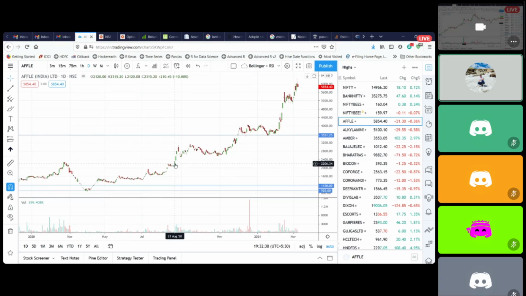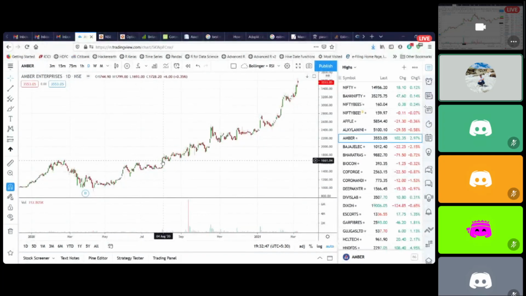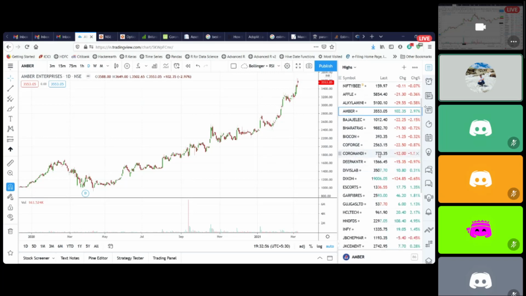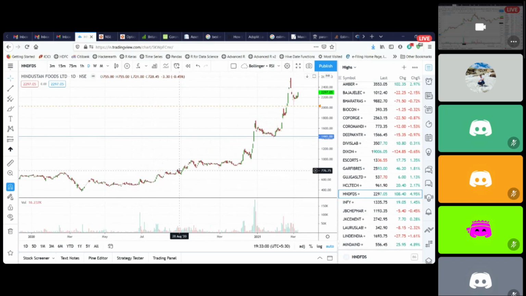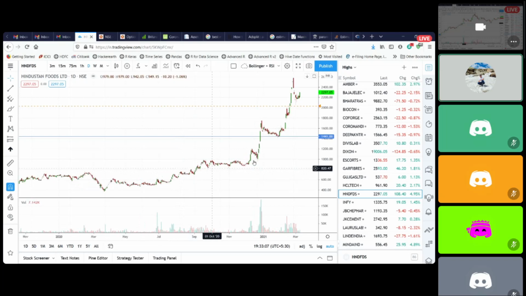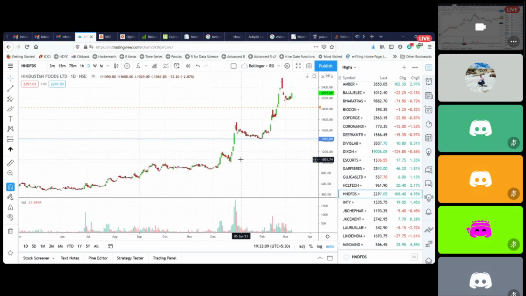So Apollo, I have the entry at around the 2200 region, and this is still long at 5800. Amber, I have the entry at 1700 here in July, still long at 3500. What else? Hindustan Foods, I have the entry at around the 760 region itself, and from 760, it's still long till 2300.